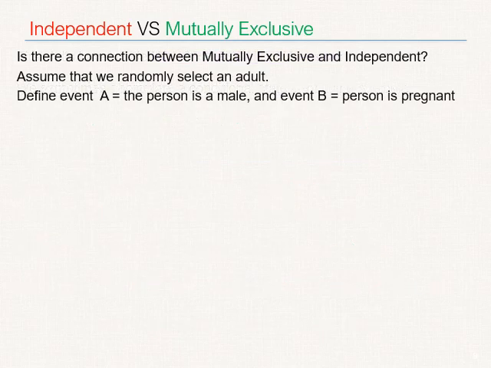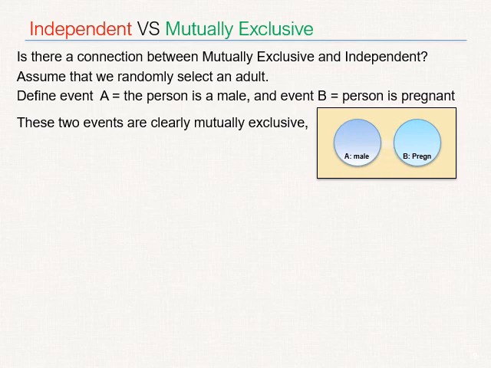All right, so let's look at this connection between them. There is a connection, but students confuse it often. So let's start with two simple events. Let's assume that we randomly select an adult from our population. Let's define two events: A being that the person is male, and B being that the person is pregnant.